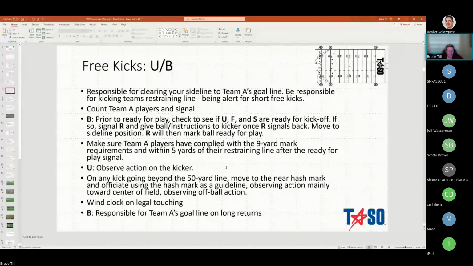And then on long returns that may potentially get returned for a touchdown, back judge, you are responsible for Team A's goal line. You're not the only one, but you will actually try to get to the goal line as well. And I think I have a good example video of that I'll show you later.